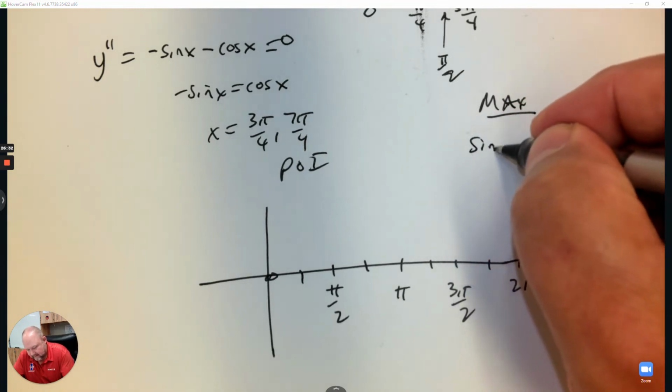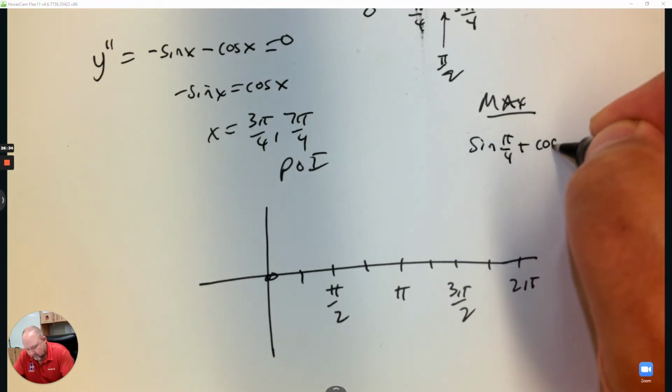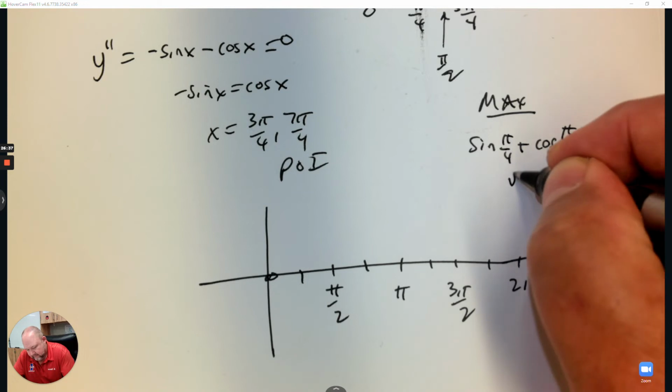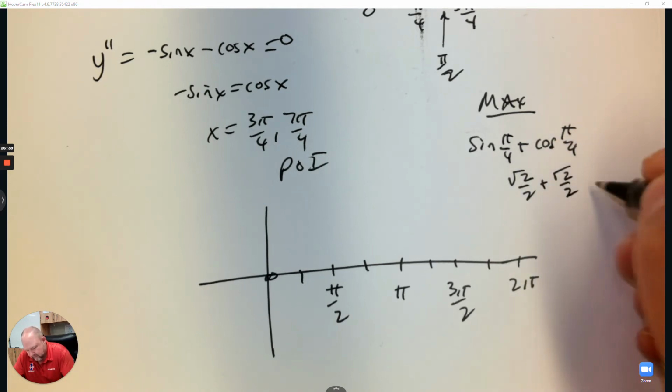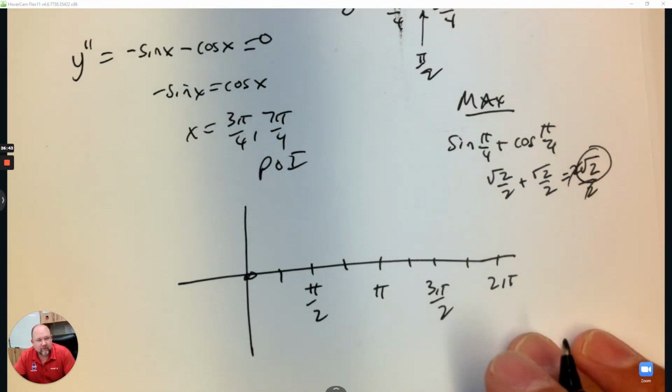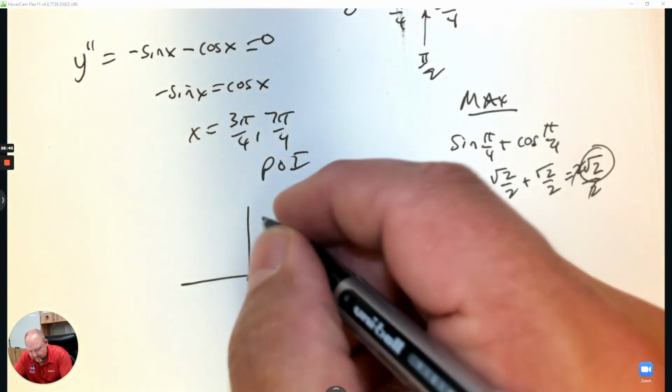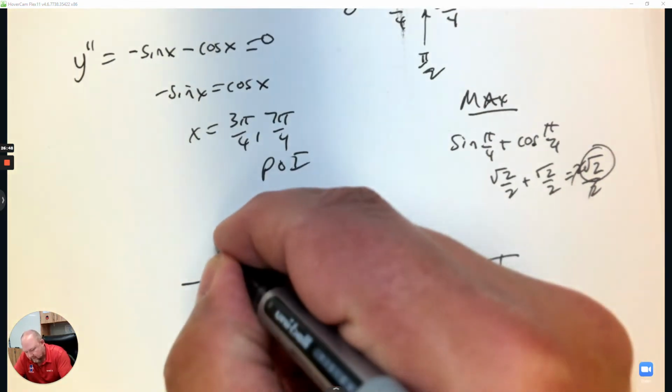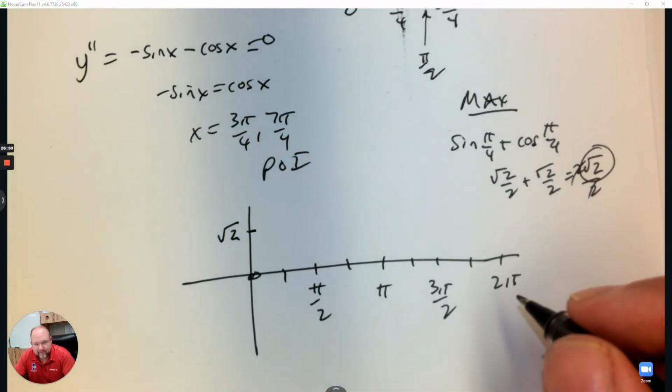So if I go sine pi over 4 plus cosine pi over 4, that's root 2 over 2 plus root 2 over 2. That's 2 root 2 over 2. So that's root 2. So the square root of 2 is a little bigger than 1. But honestly, I'm just going to call it root 2. Why not, right? It is between that.